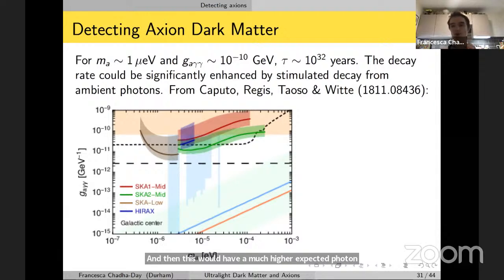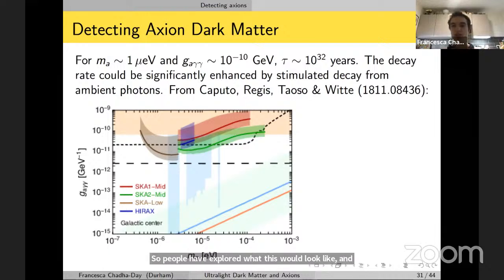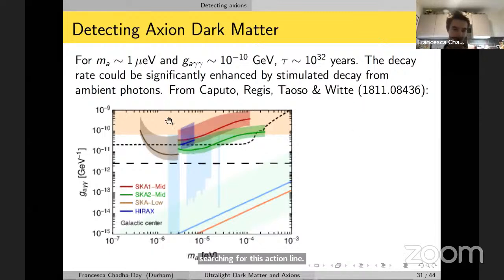And remember, the photons would all be at an energy of half the axion mass. So this means that they'd be a bit easier to search for because they're all at the same energy. It's quite a clear signature. So people have explored what this would look like with the next generation radio telescopes if you went searching for this axion line. And these authors have found that actually, you might be able, if you're lucky, to start searching for axion dark matter using this technique.